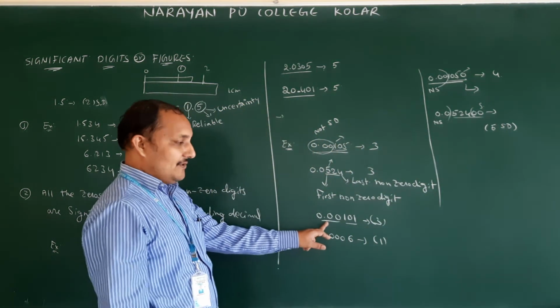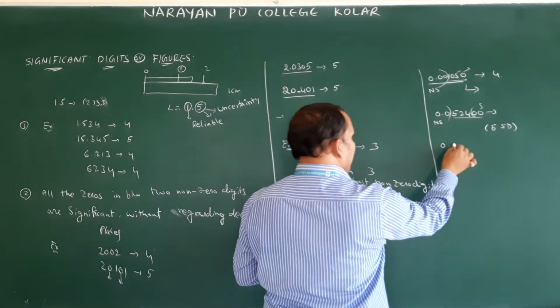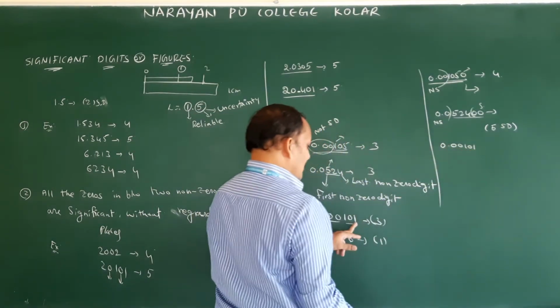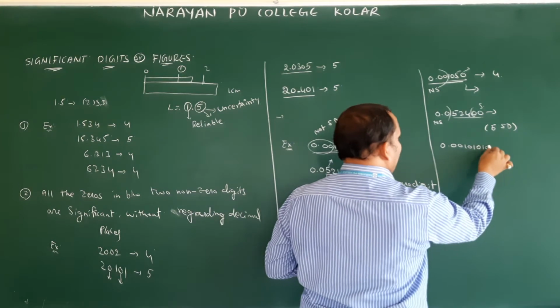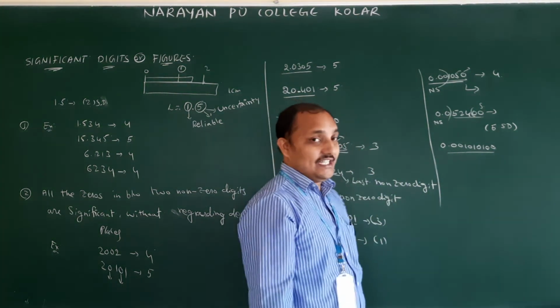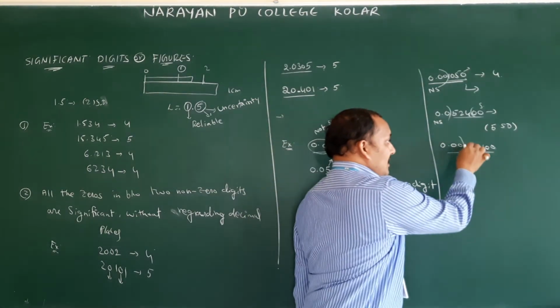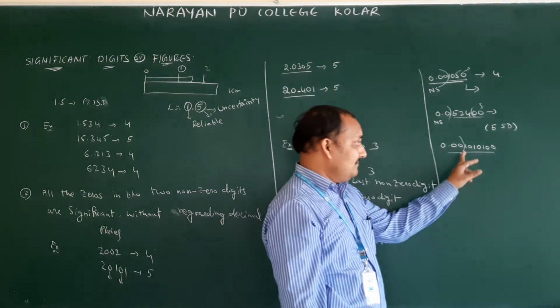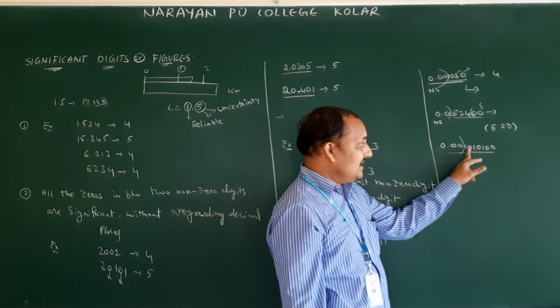Understood? So this one, you can take 0.0010100. This is one number. In this, how many significant digits are there? So these two zeros are not significant. So 1, 2, 3. This 0 is significant.